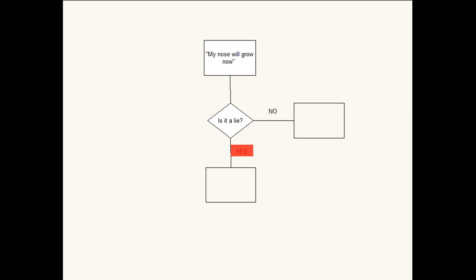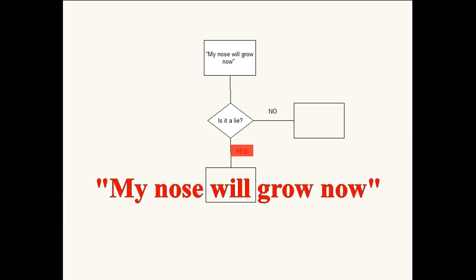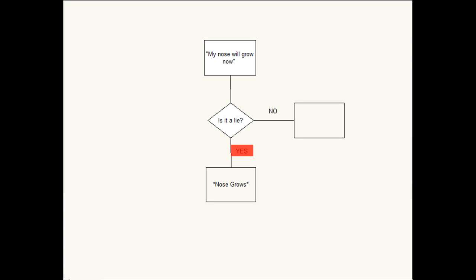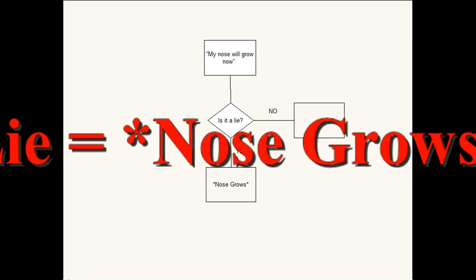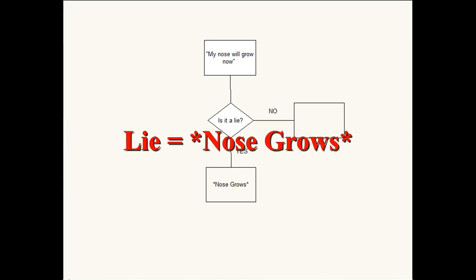So what happens when Pinocchio lies? His nose grows. So the outcome is that Pinocchio's nose grows. Now there's a problem here. Both the claim and the outcome are equal to each other. They coincide with each other. Pinocchio made the claim that his nose would grow, and as a result, his nose grew, which contradicts the whole notion that if Pinocchio lies, his nose grows.